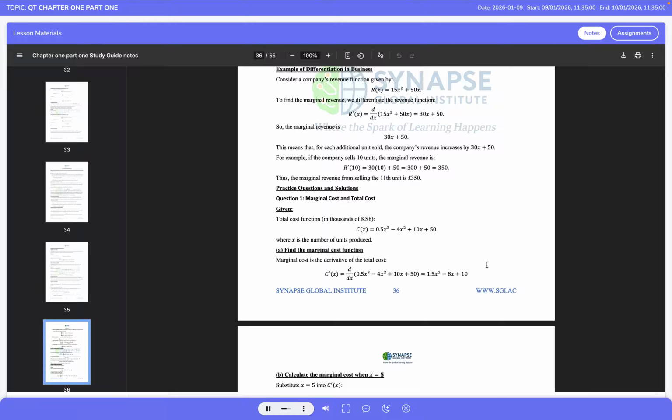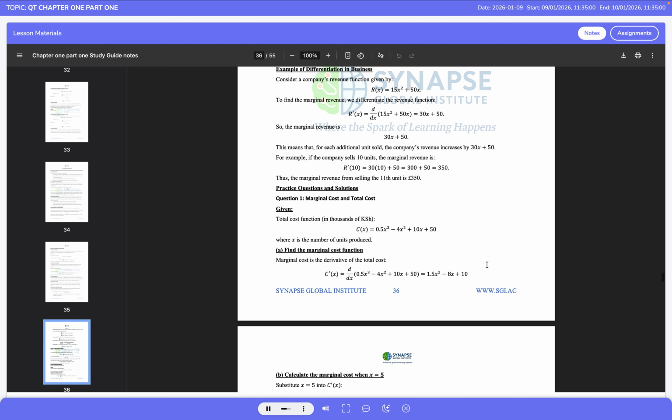We now turn to the practice questions. In the first question, the total cost function, measured in thousands of shillings, is C(x) = 0.5x³ − 4x² + 10x + 50, where x is the number of units produced. The marginal cost function is found by differentiating the total cost function, giving 1.5x² − 8x + 10.